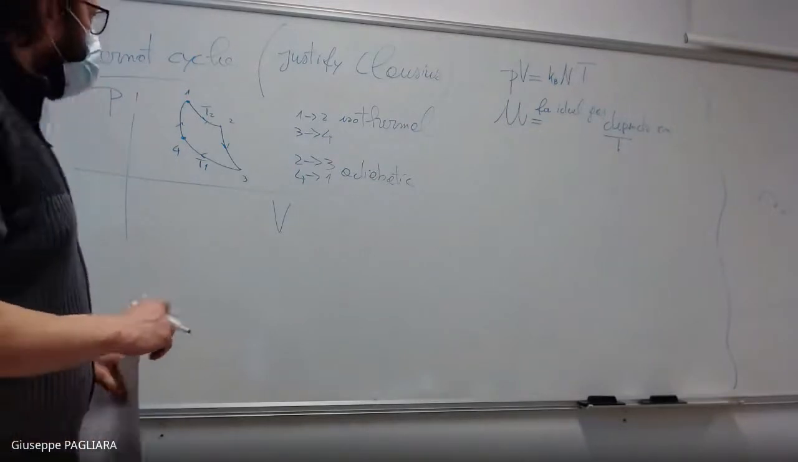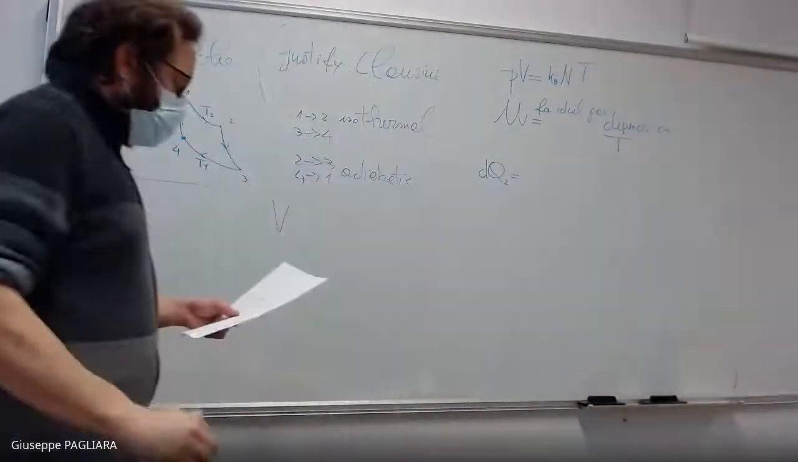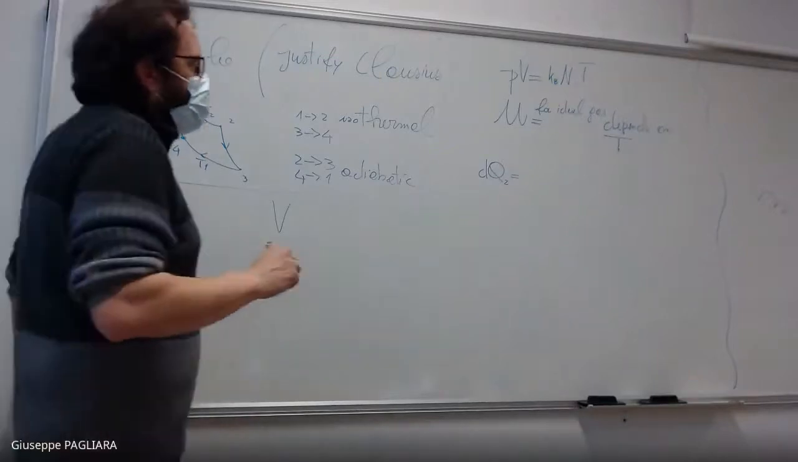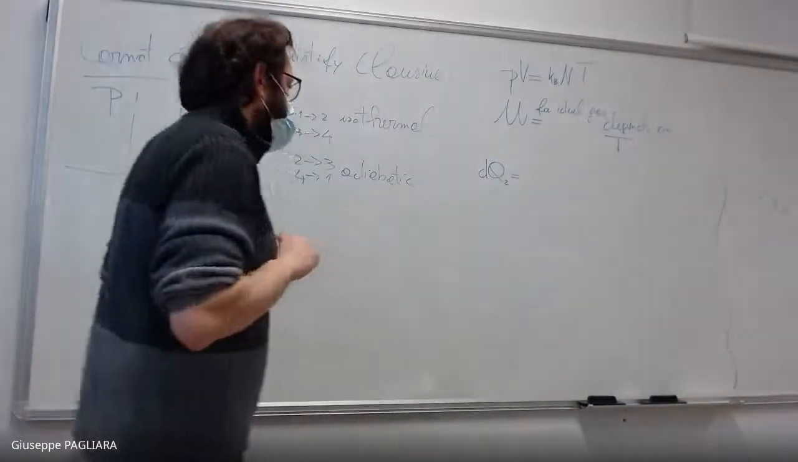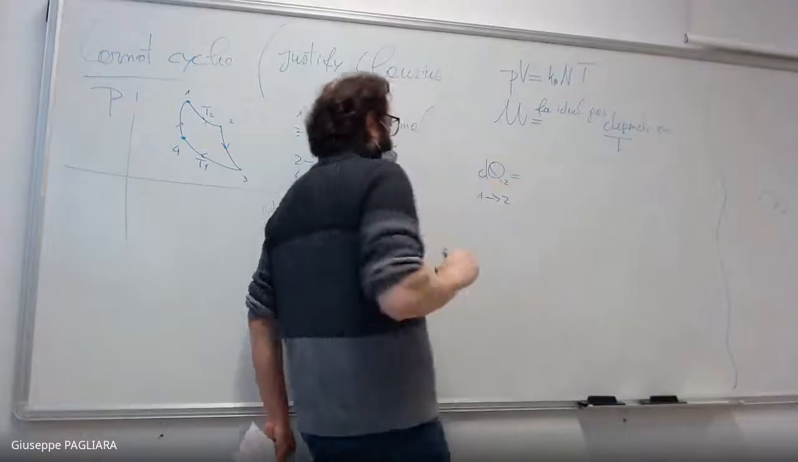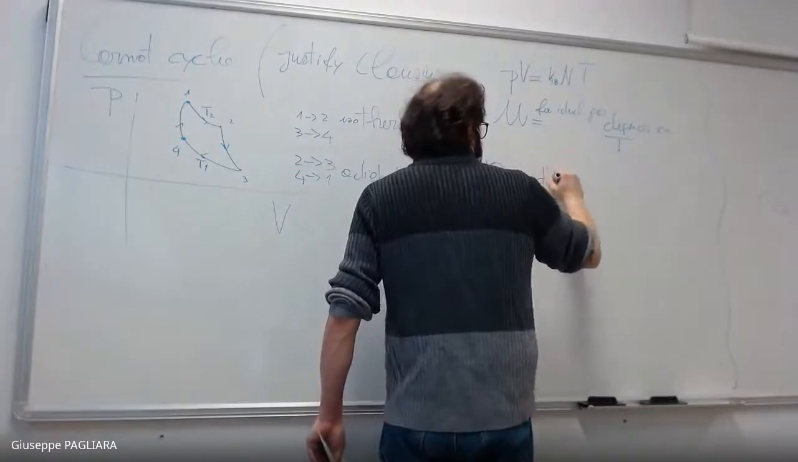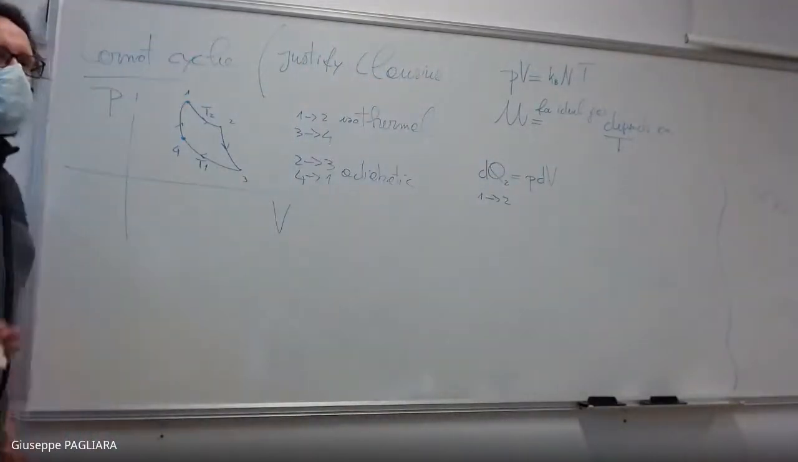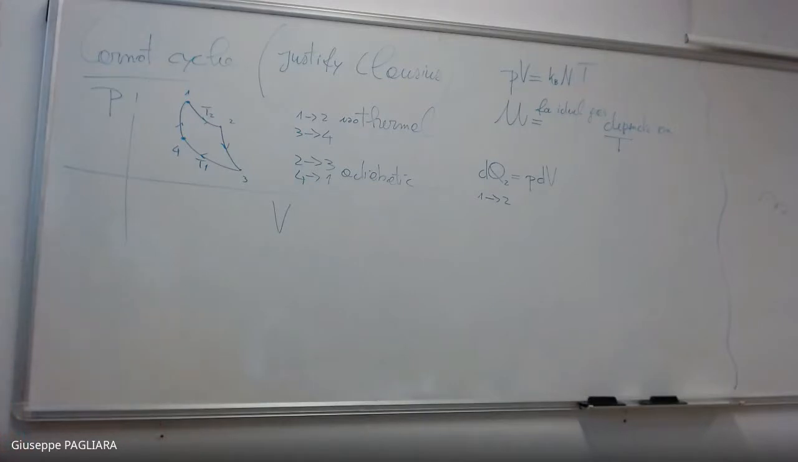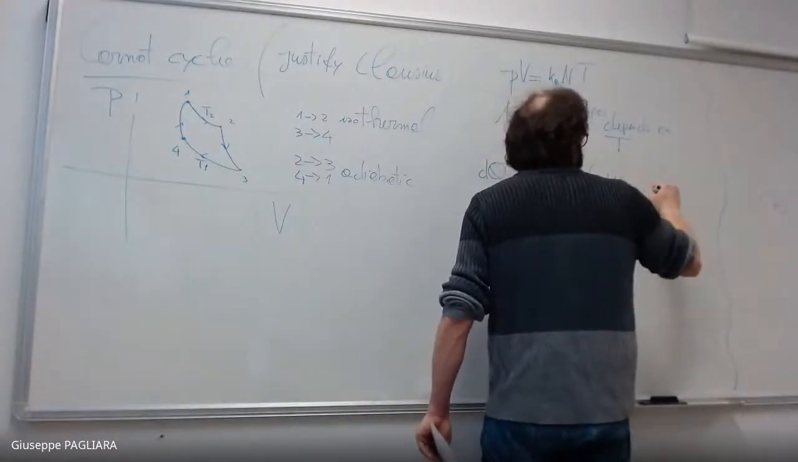So now when I want to compute dQ2, which is the amount of heat that is being exchanged during the first isothermal, from 1 to 2, this is PdV, and dU is equal to 0 because I am on an isothermal, and therefore the internal energy is not changing, because the internal energy is just a function of temperature for an ideal gas. Okay. So let me put it here, dU is equal to 0 because of that isothermal.